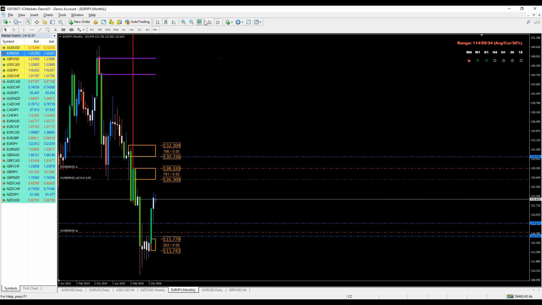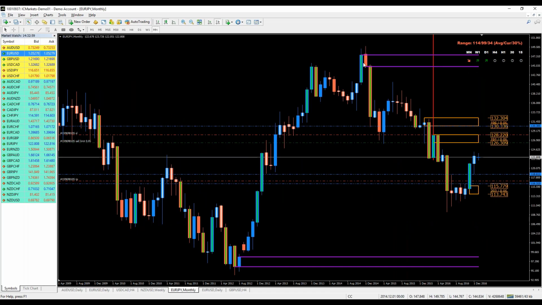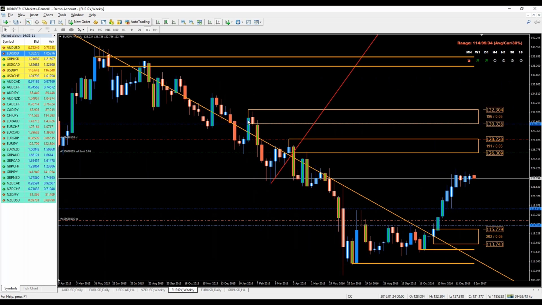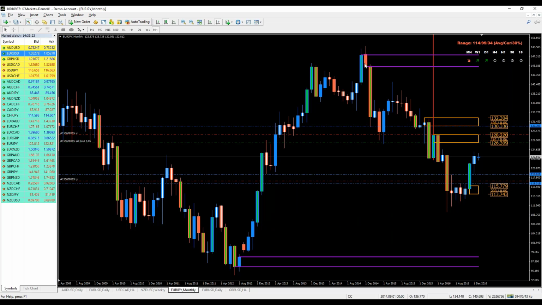If we go to the monthly chart and just have a quick look, you can see that we have this pattern: rally, accumulation, big strong push. It's the exact same as this one here. Rally, accumulation, strong push. So you have to remember that these price patterns are the same on all time frames. Here we have a weekly one. Here we have a monthly one.